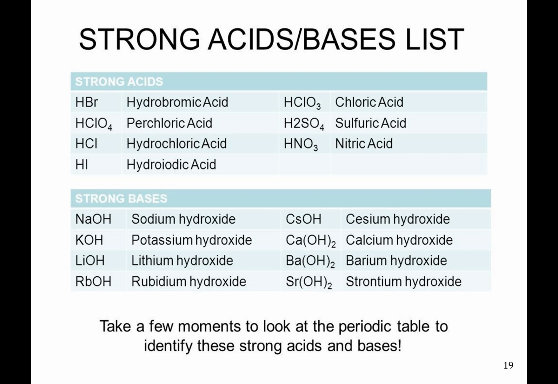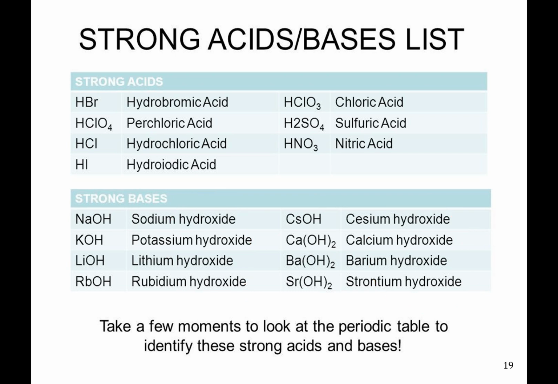Okay, so we can break these down into strong acids and bases and weak acids and bases. And here's a list of the strong acids: bromic acid, hydrobromic acid, perchloric acid, hydrochloric acid, hydroiodic acid, chloric acid, sulfuric acid, nitric acid. And our strong bases: sodium hydroxide, potassium hydroxide, lithium hydroxide, rubidium hydroxide, cesium hydroxide, calcium hydroxide, barium hydroxide, strontium hydroxide. So notice all of our bases have one thing in common: hydroxides.